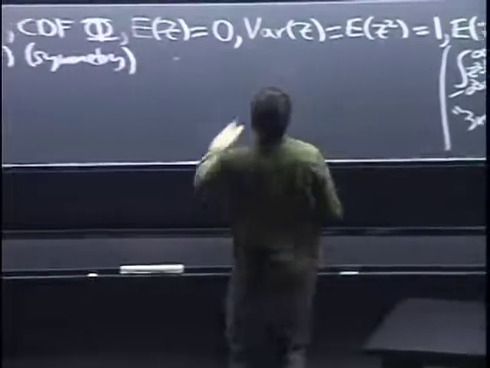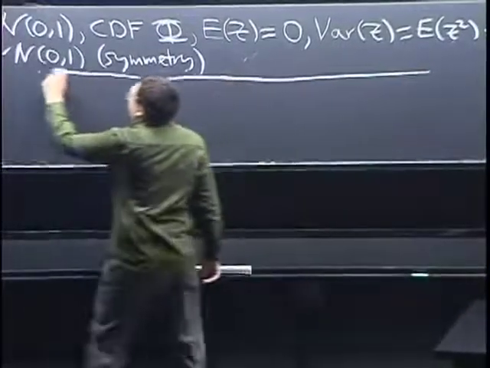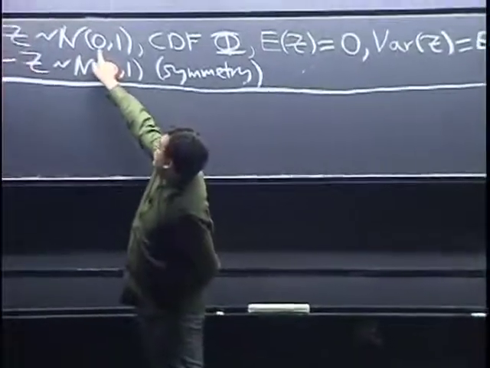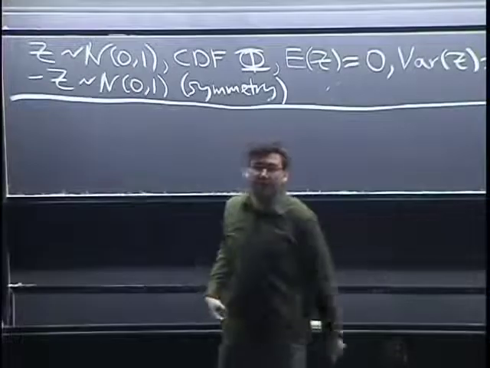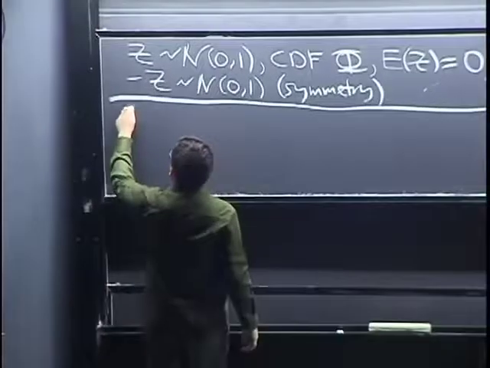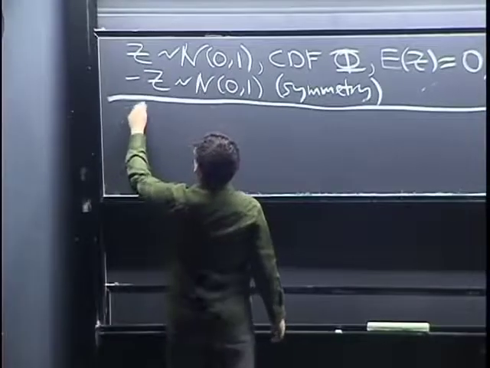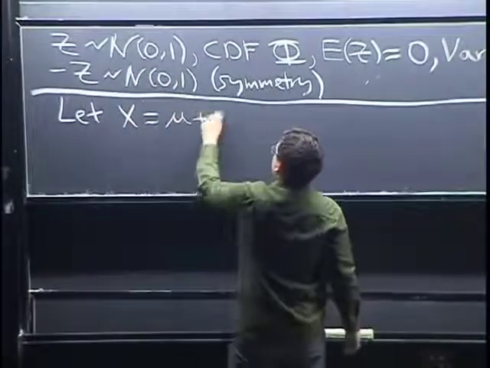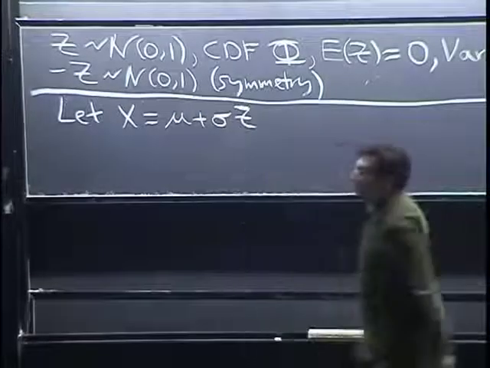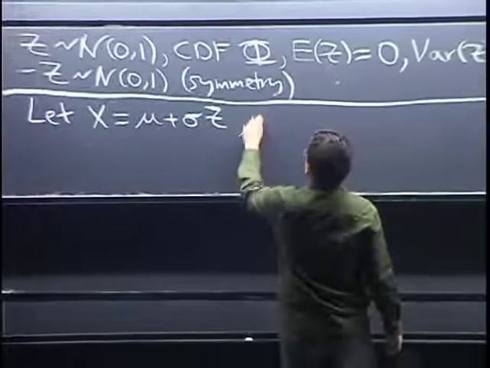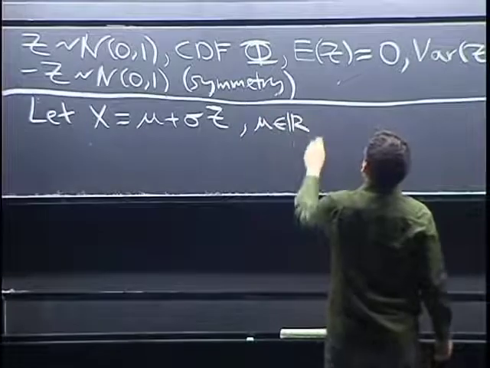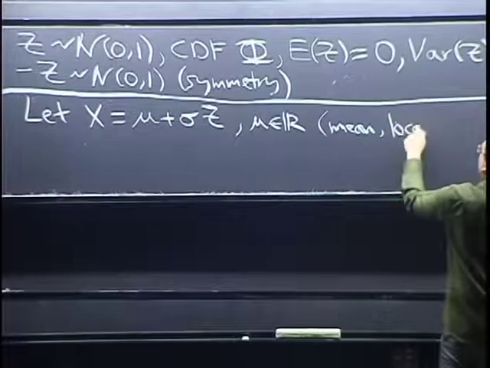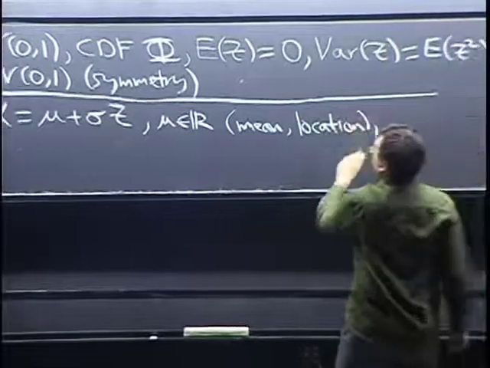Okay, so this is just stuff about the standard normal. But now we want to introduce what happens with a normal where this is not necessarily 0, 1. So this is the general normal. We say that X, if we let X equal mu plus sigma Z, where mu is any real number, we would call that the mean, because that's going to be the mean, but we'd also call that the location.